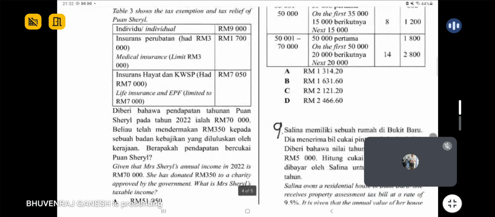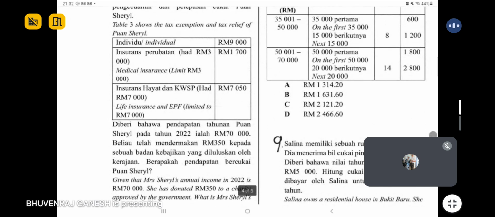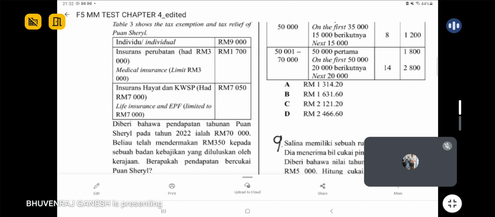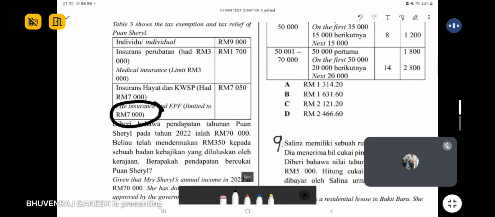You take 70,000 minus 350 minus 9,000 minus 1,700 minus 7,000. The last one, be careful. The limit is 7,000. So don't minus 7,050. You will get the wrong answer. Okay, so the final answer is A for this one.